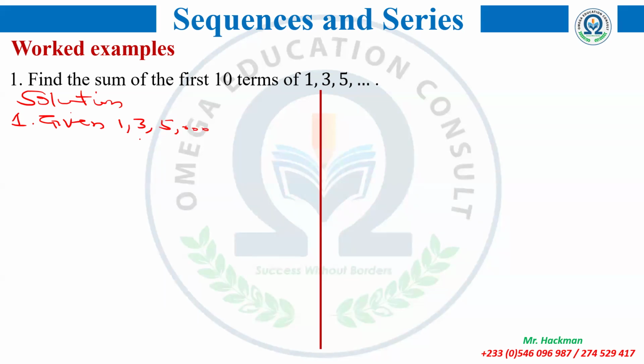So we want to verify whether it's an AP. Let's find the first consecutive difference. That will give you 3 minus 1 as your rough work. That is 2. The second consecutive difference, 5 minus 3, is also 2. So obviously we have a common difference. Is that clear? So now I can say that this is an AP comfortably.